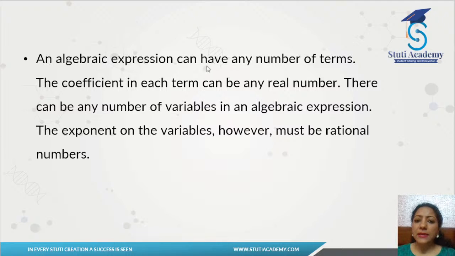Now, an algebraic expression can have any number of terms. The coefficients in each term can be any real number. There can be any number of variables in an algebraic expression. The exponents on the variables, however, must be rational numbers. So, if we have an algebraic expression, it can have any number of terms. The coefficients of each term can be any real number.